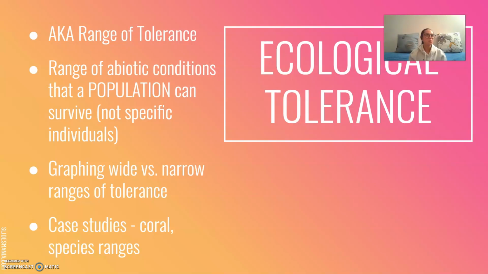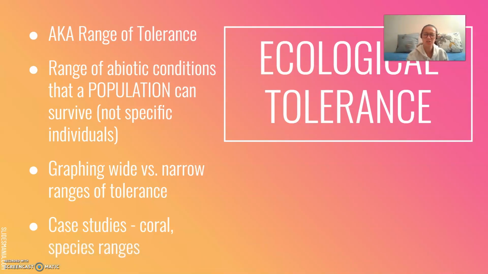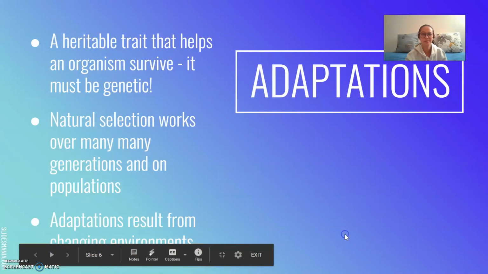And then we also looked at some graphs. We saw the difference between a wide range of tolerance versus a narrow range of tolerance and how that looks in a graph with a very wide or kind of thin graph. And then we looked at specific case studies on coral and how species ranges are actually changing because of climate change and because of their tolerance.